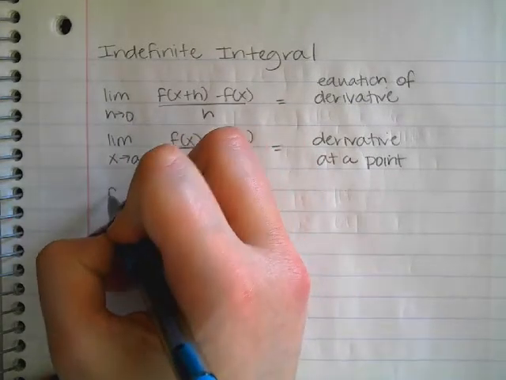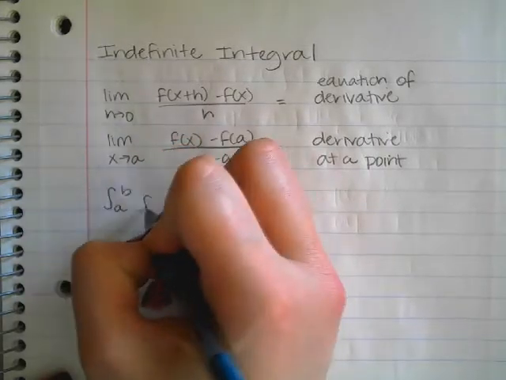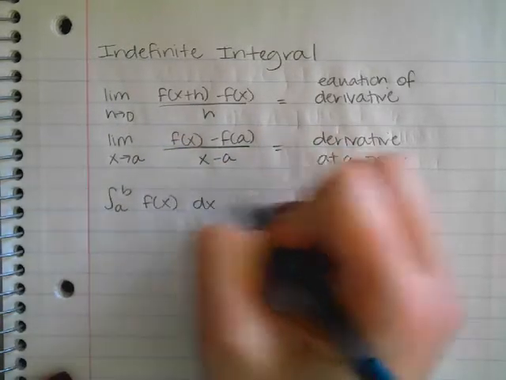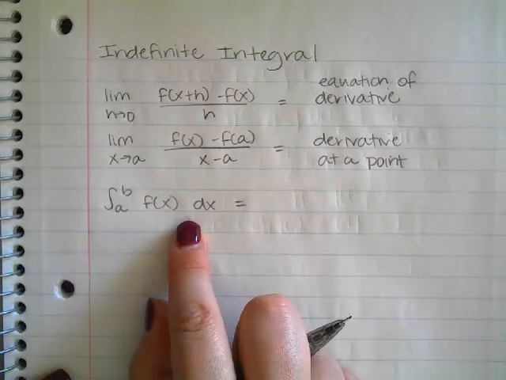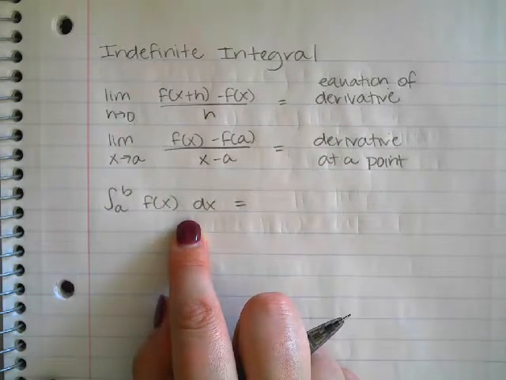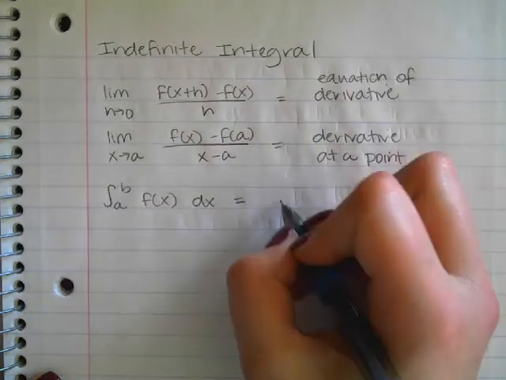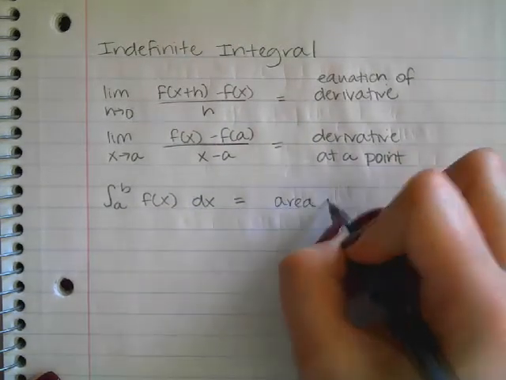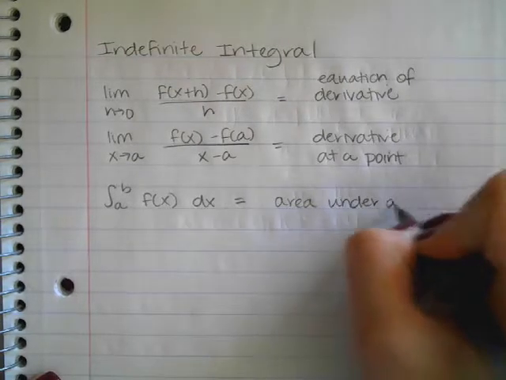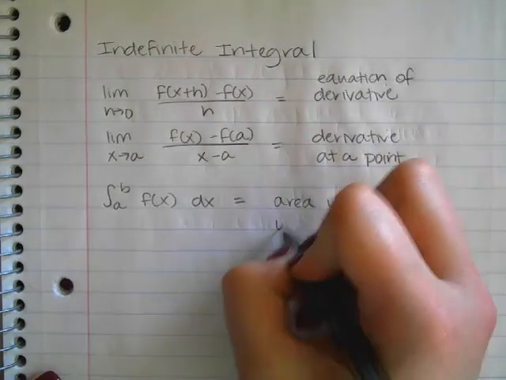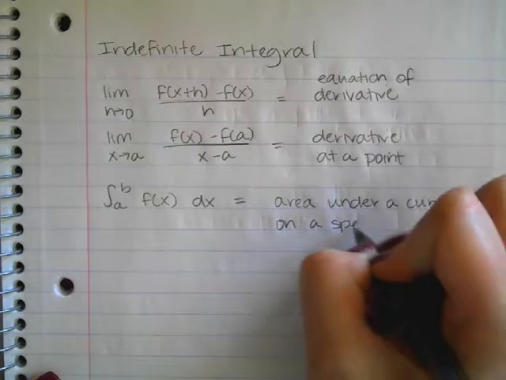So we already learned how to do the integral from a to b of f of x dx. And what does this notation give us? Area under a curve on a specific interval.